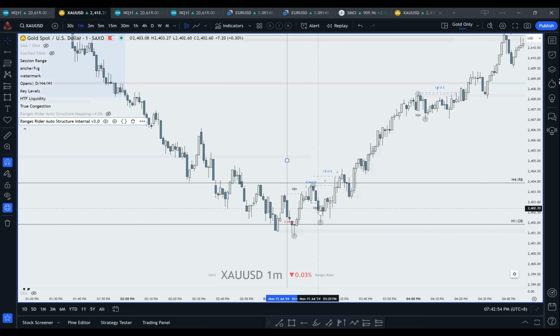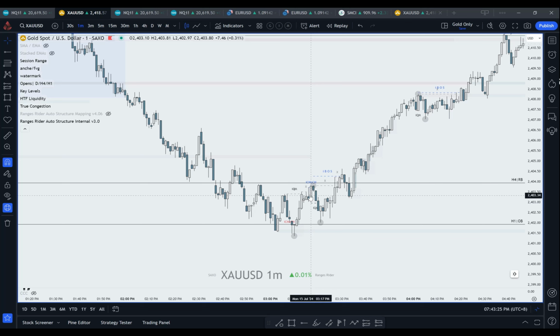But I didn't enter here. Why? Because I was still expecting that maybe the price can go further down. But I can see here it was the confirmation entry, because this is the QM and price took the QM. So if we want to enter here, this could be the perfect price to take, but I didn't enter here.